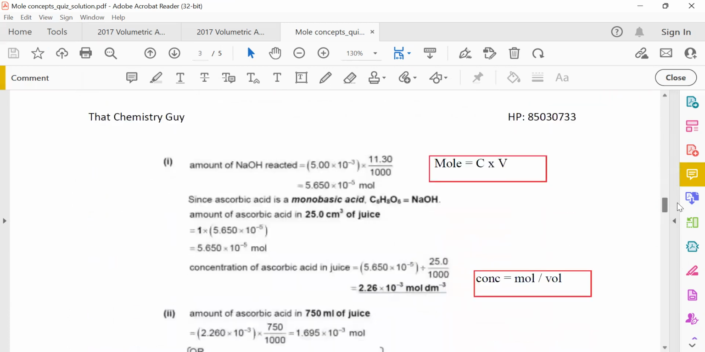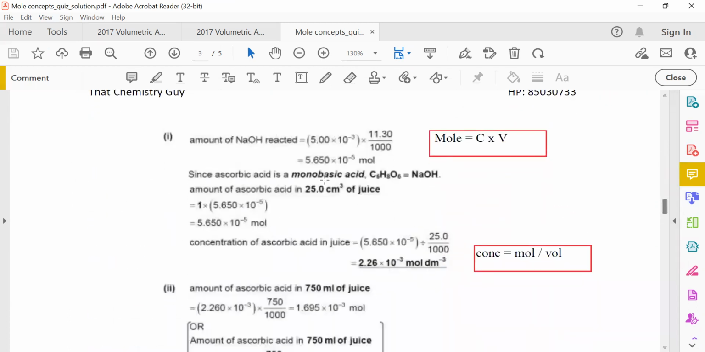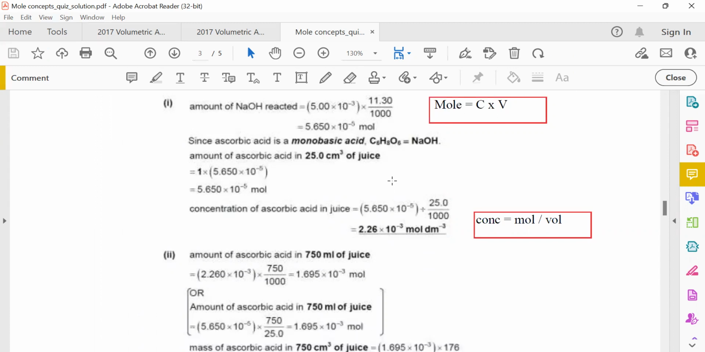You can see that once you have worked out the amount of the sodium hydroxide, knowing that this acid is monoprotic, you are able to work out the amount of ascorbic acid used, which is the same amount. And of course, because you pipetted 25.0 cm³ of juice, you divide by the volume, you get the concentration. So that's how you calculate the concentration of ascorbic acid. Very simple.